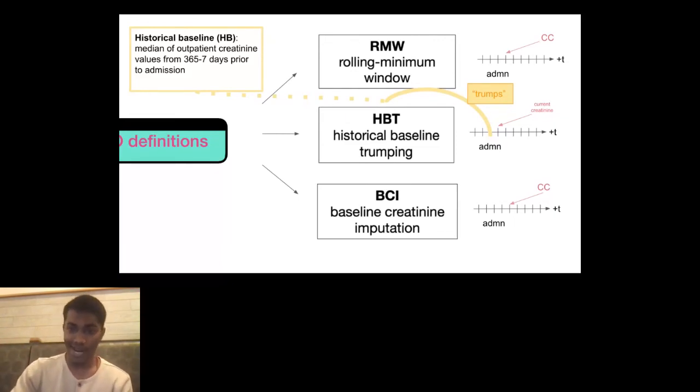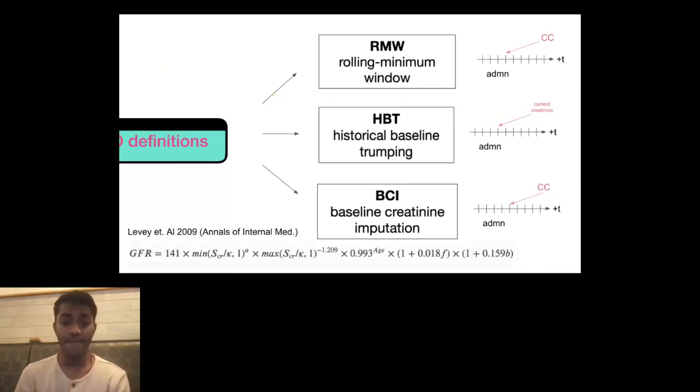Finally, we have the baseline creatinine imputation definition, which is a method of imputing creatinine based on glomerular filtration rate, which is another nephrology way of saying how well are your kidneys doing, how well are they filtering. The nephron unit is broken into the glomerulus and then the proximal convoluted tubule, a loop of Henle, and then distal convoluted tubule. How well is the initial segment of that nephron able to filter?